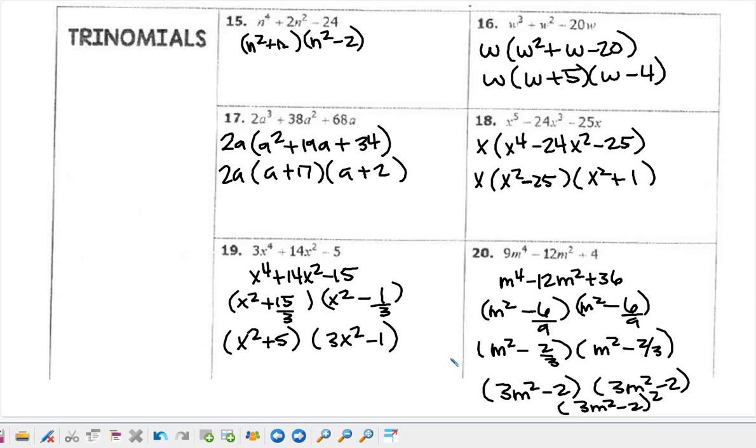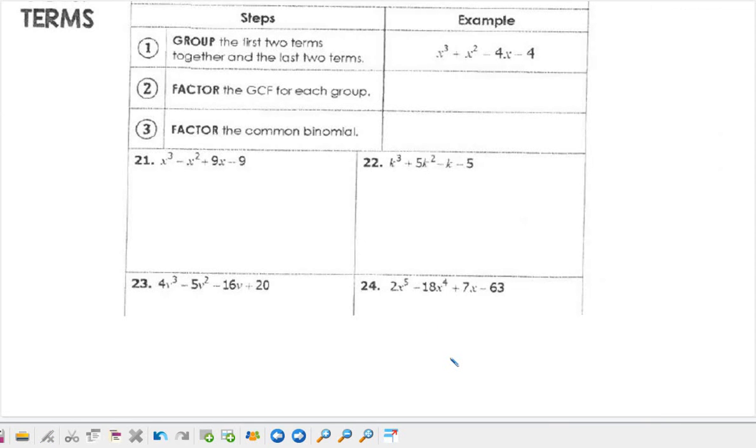Alright, so let's look at what we have next. So this is the grouping. The whole idea behind the grouping is that you want to group it so that you end up with the same thing being left in each group so that you can factor again. So for instance, group here and here. If I take out an x in the first group, I have x squared plus x. Sorry, I should have taken out an x squared.